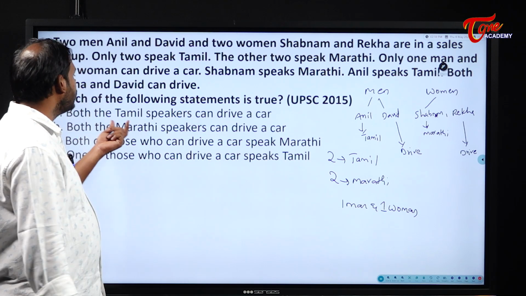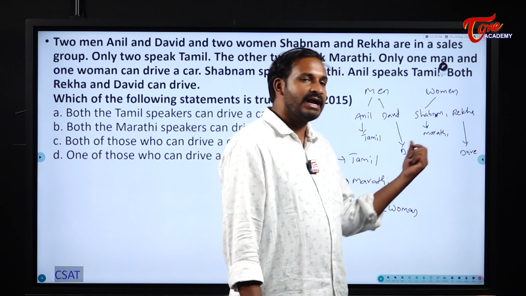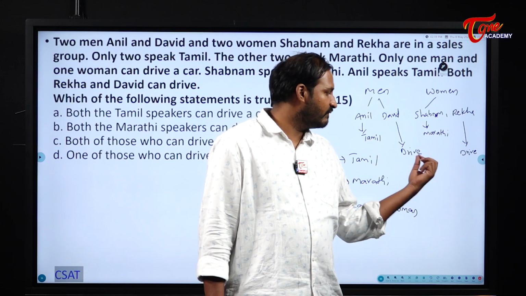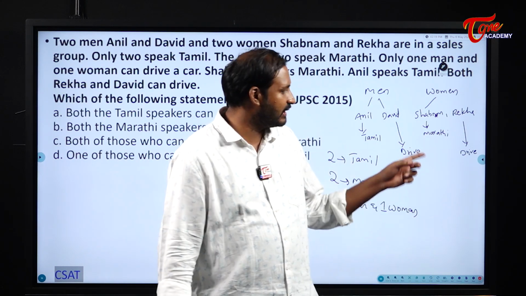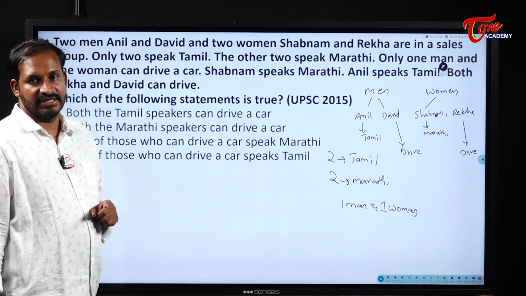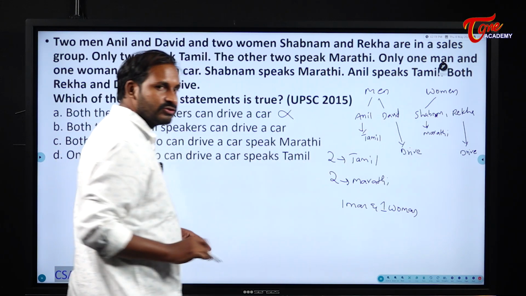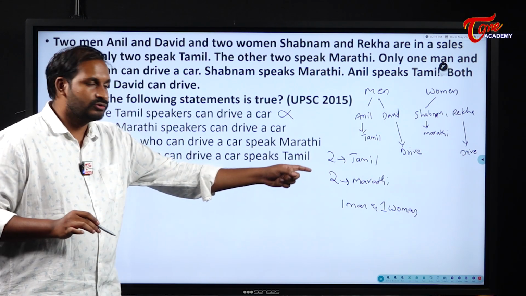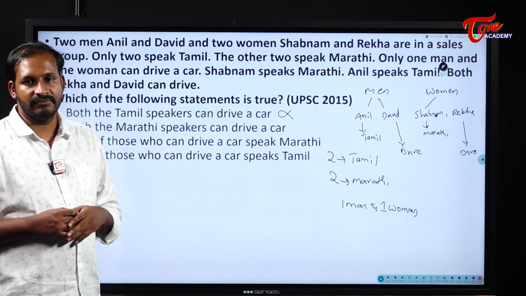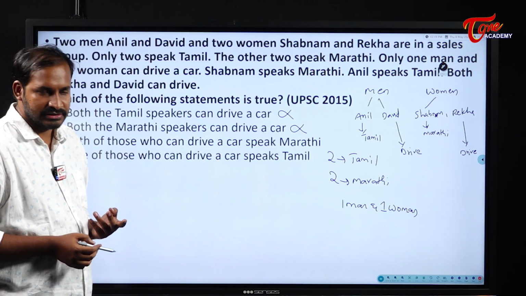First one, both the Tamil speakers can drive a car. See here, who can drive the car? Rekha and David. Already we know that one will speak Tamil and one will speak Marathi, so obviously these two will speak different languages. But it says both the Tamil speakers can drive. Is it true? No, definitely not. Because 2 speak Tamil and 2 speak Marathi. So that is wrong. Next, both the Marathi speakers can drive. This is the same logic, so that one is also false.